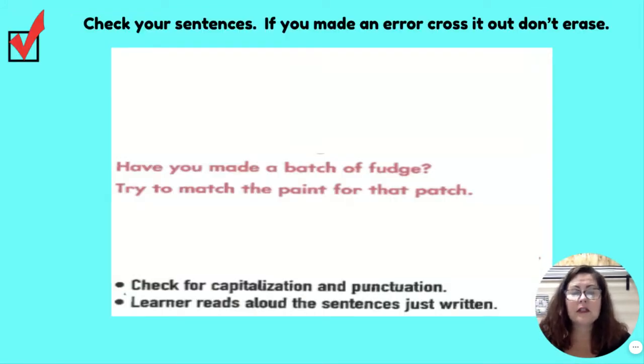Okay, now let's check against these sentences. So look at the words. Do they match what you have written? Do you have the correct capital letter at the beginning? Do you have the correct ending marks? Are your words spelled correctly? If not, don't erase. Just cross it out and write it correctly now. When you are finished with your corrections, read back the sentences you wrote out loud.